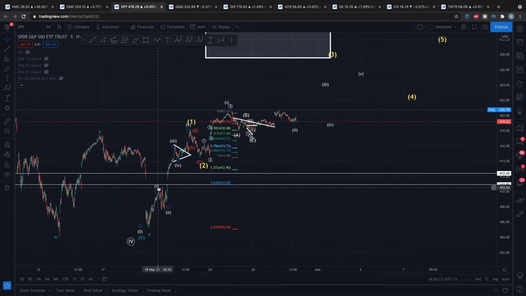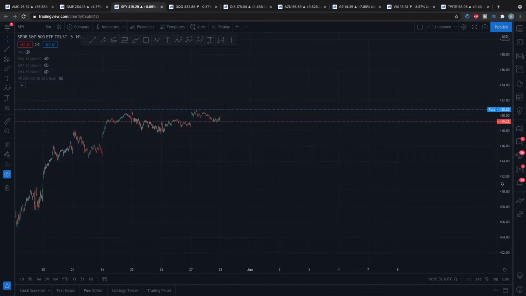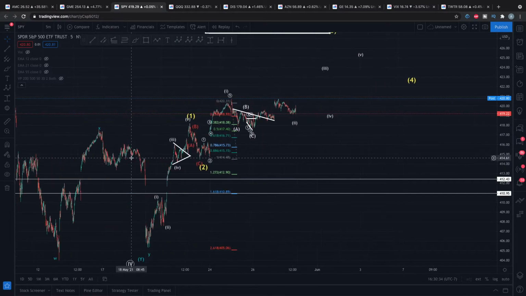But since we see an impulsive breakout like this, that's a buy signal for me, and that's why we got into options in the Discord on calls, and so far we've made some decent profits off of them, and I'm looking to keep adding to those positions. So that's going to be an analysis for SPY.